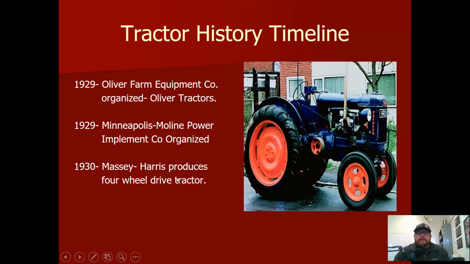We're going to talk midway through this PowerPoint about four-wheel drive tractors, mechanical front-wheel drive tractors, and two-wheel drive tractors. But in 1930, Massey Harris, if you've heard of Massey Ferguson, those are different names, these are companies that are moving and joining up with each other, created the first four-wheel drive tractor.